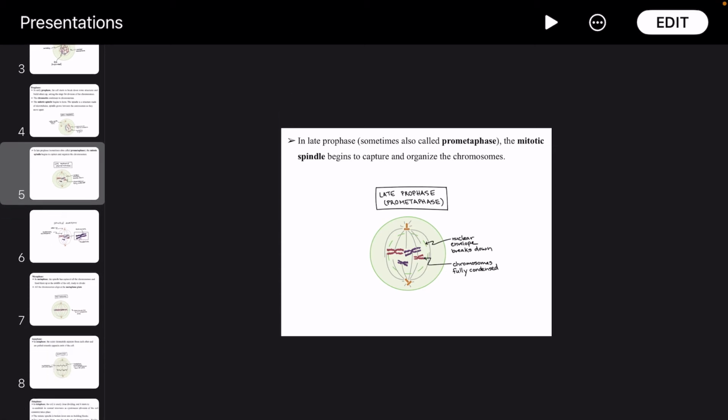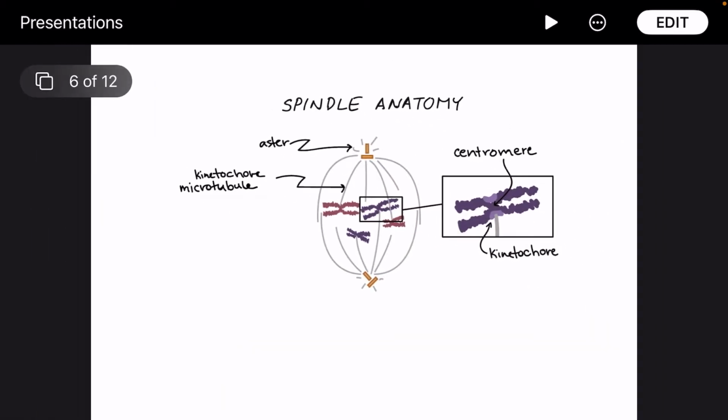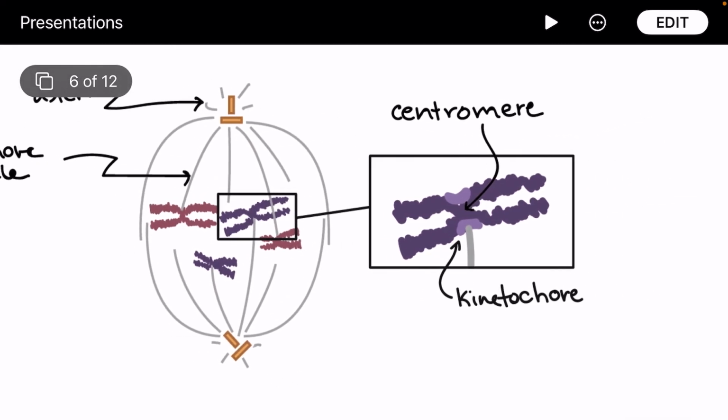See the next slide. What is the spindle? So we have the spindle anatomy over here. We have the aster over the top and the kinetochore microtubules, and we magnified the centromere over here, and we have the kinetochore over there and the tubulin.